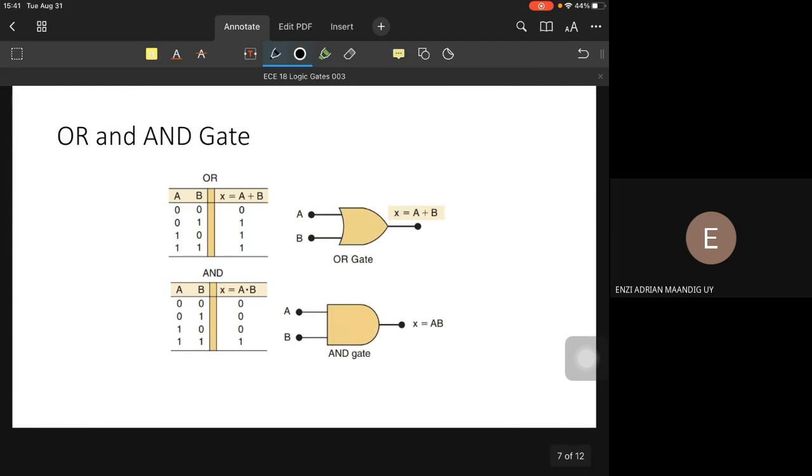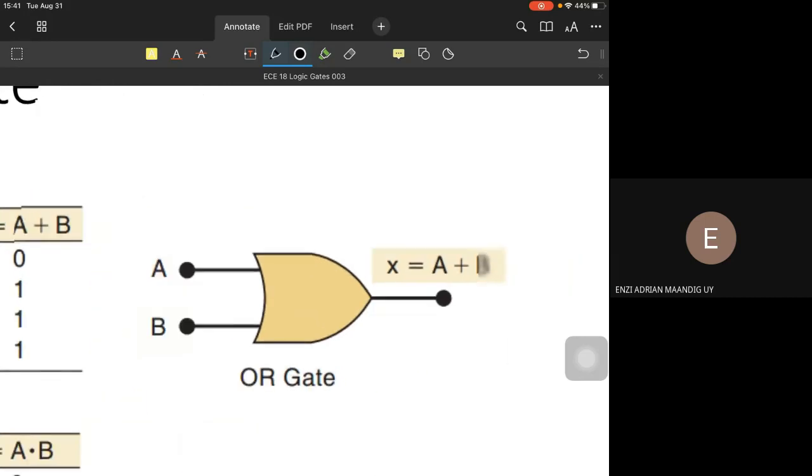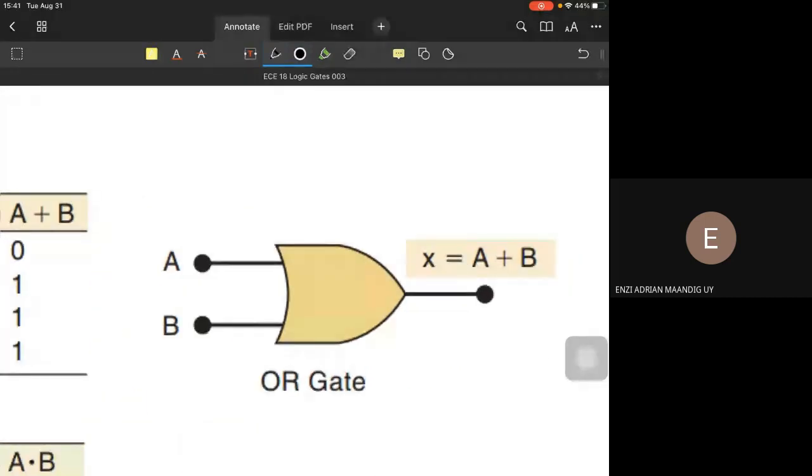We also have the OR gate and the AND gate. First is the OR gate. So, this is the symbol for the OR gate. It looks like a spaceship, no?